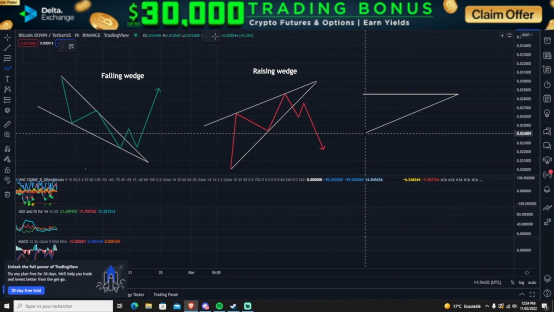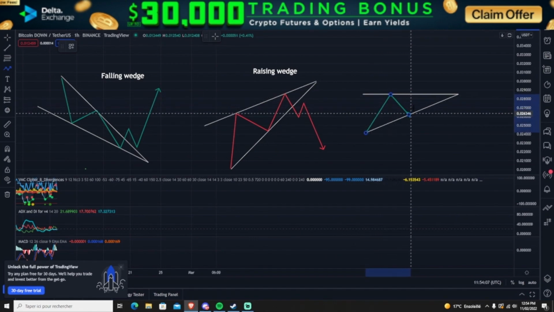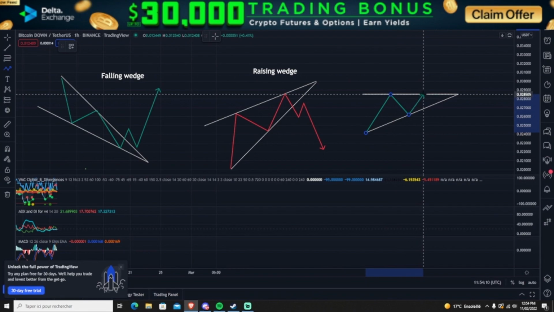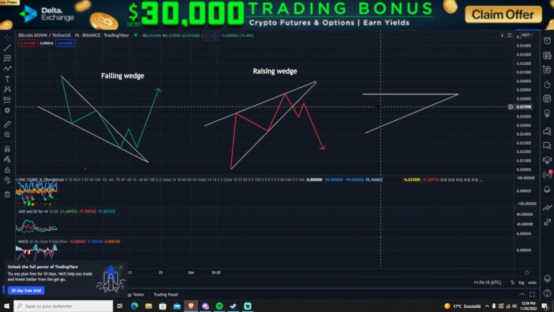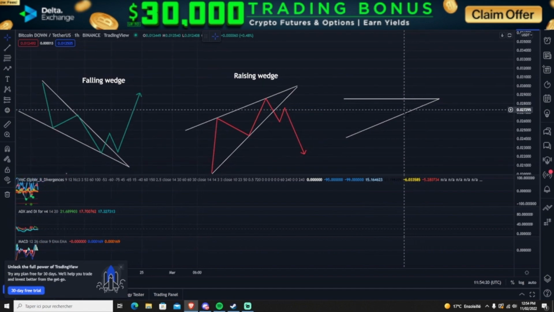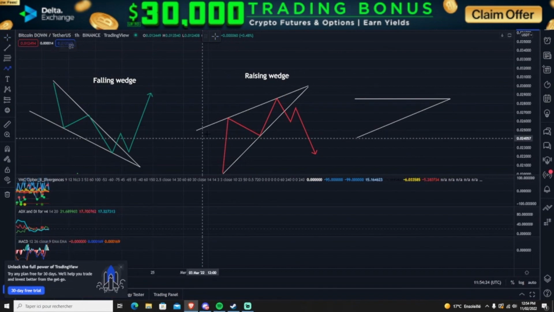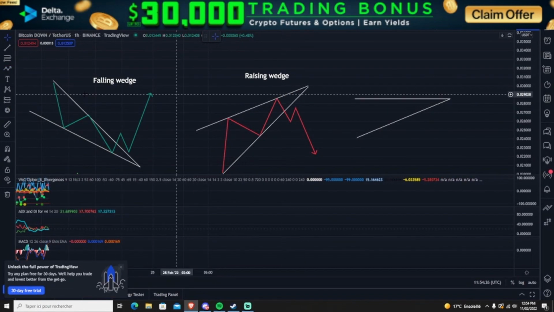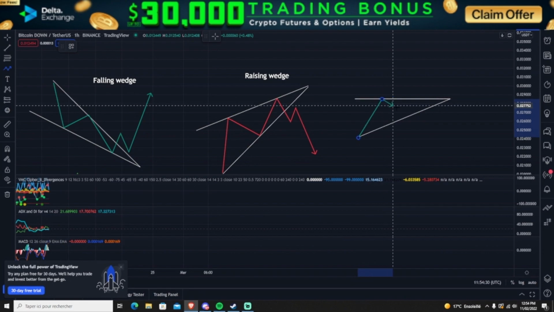So most of the time when you have a triangle like this, most people rely on it as a bullish pattern. But in my opinion, the percentage of breaking below in this kind of triangle is less than in a rising wedge. A rising wedge would be around 80%, something like that, but an ascending triangle will be something around 65%.